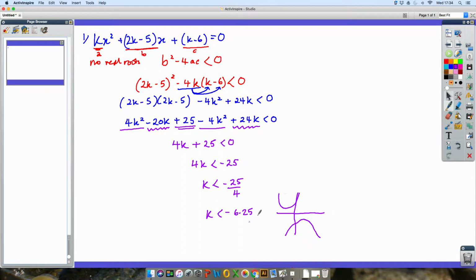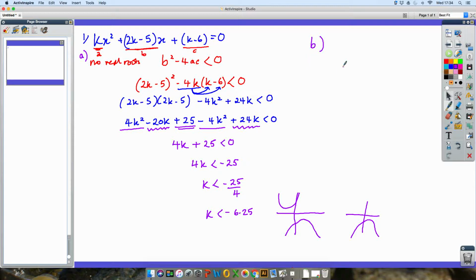But we know a bit more because k is negative and it's less than minus 6.25, i.e. more negative, like minus 10 or minus 56 or minus 3 million. k is the number in front of the x squared. We know it's negative, so we know it's going to be somewhere like that. Okay, that's part A done. 4 marks, fairly straightforward. Part B is only worth 1 mark.